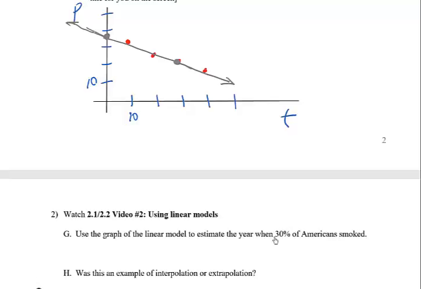Well, let's see, 30%, that's a P. It's a percentage. So what I need to do is find 30% on my P-axis. I think that would be right here. And I need to go over to my linear model, and then from there down to the T-axis. And I don't know exactly what that is. Maybe it looks somewhere around 13. Remember, this was 10 and this was 20. I think we've hit it around 13. We're saying that on our linear model, the point (13, 30) is a point on the graph.